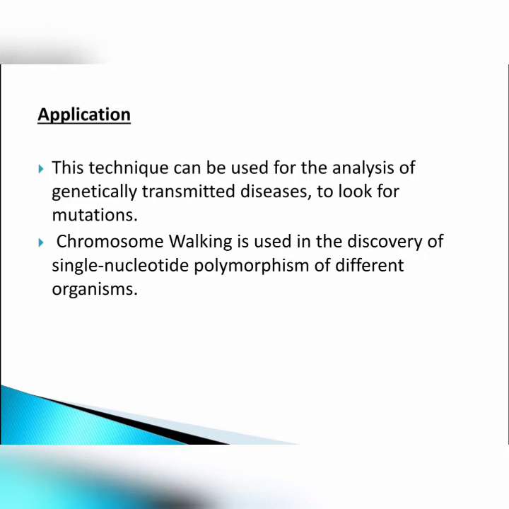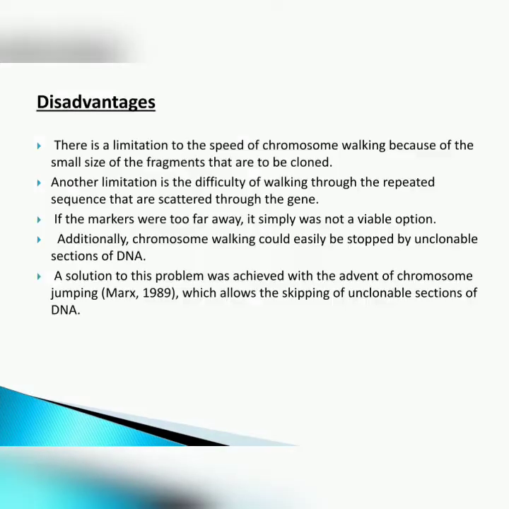Single nucleotide polymorphisms of different organisms can be found by chromosome walking, and it can also be used for analyzing genetically transmitted diseases and to look for mutations.